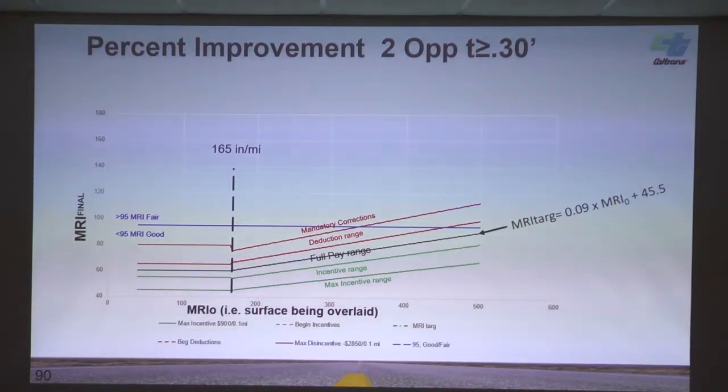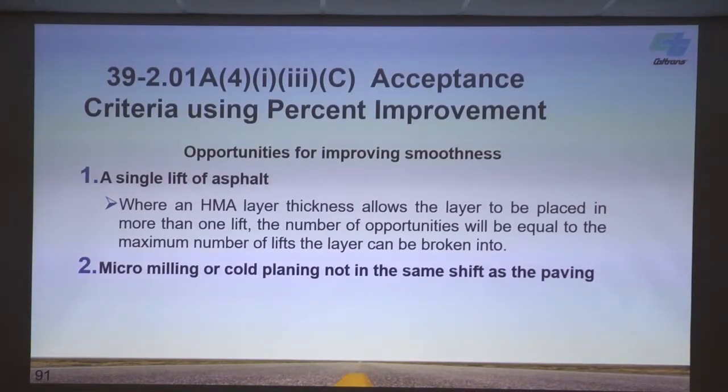So, if these projects are 3/10 or greater, you can overlay some pretty rough pavement, and we'll be assured to get decent pavement in the end. Okay, so acceptance criteria using percent improvement, a single lift of asphalt. So our specs define what an opportunity for improvement is. So it's a single lift of asphalt.